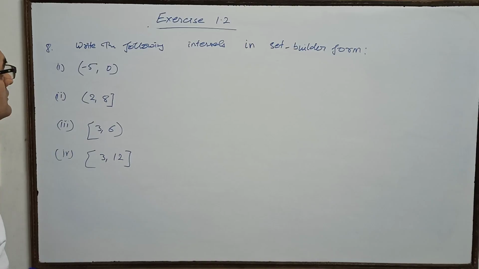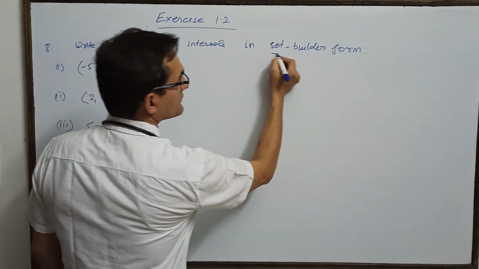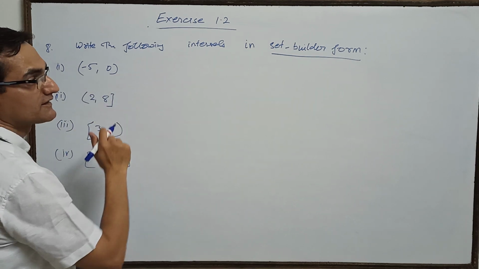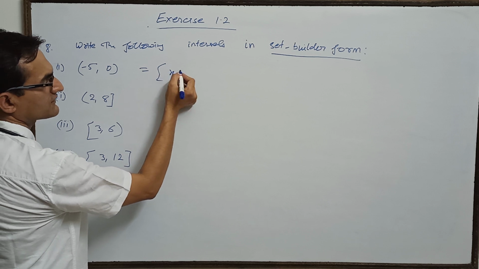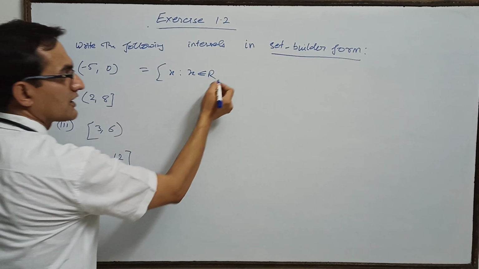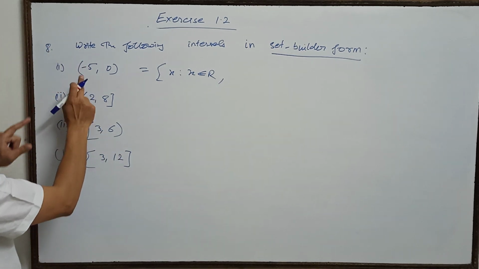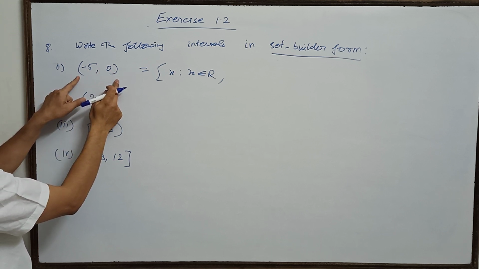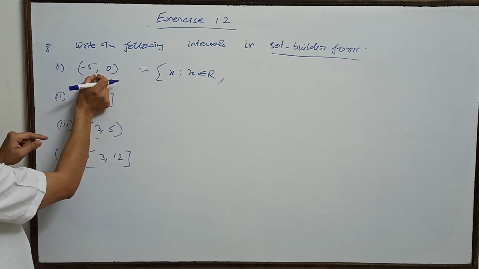This was the fourth. Now this question, write the following intervals in set builder form. This is given in interval form. We have to write it in set builder form. This is equal to x such that x belongs to real numbers, and x lies between minus 5 and 0. It is an open interval on both sides. So minus 5 and 0 are not included, and the numbers in between them are included.